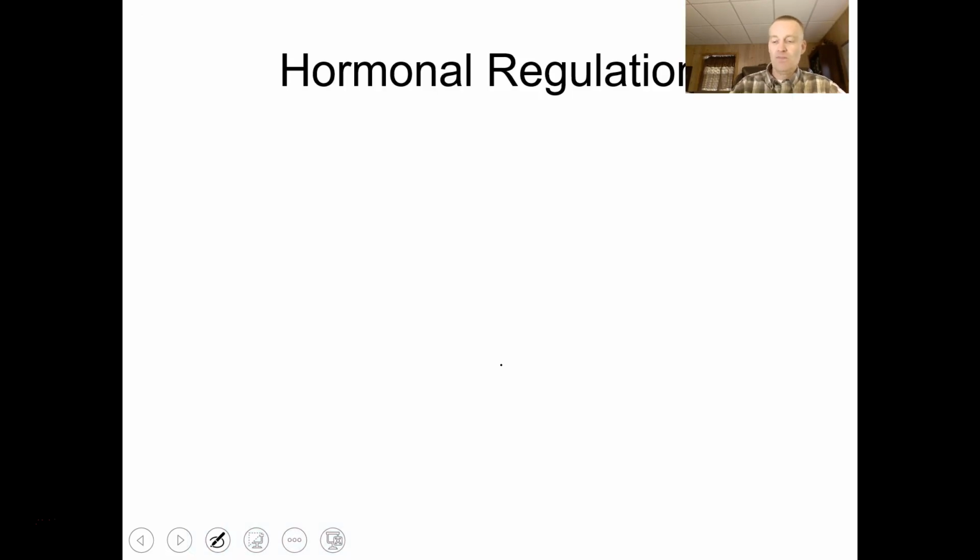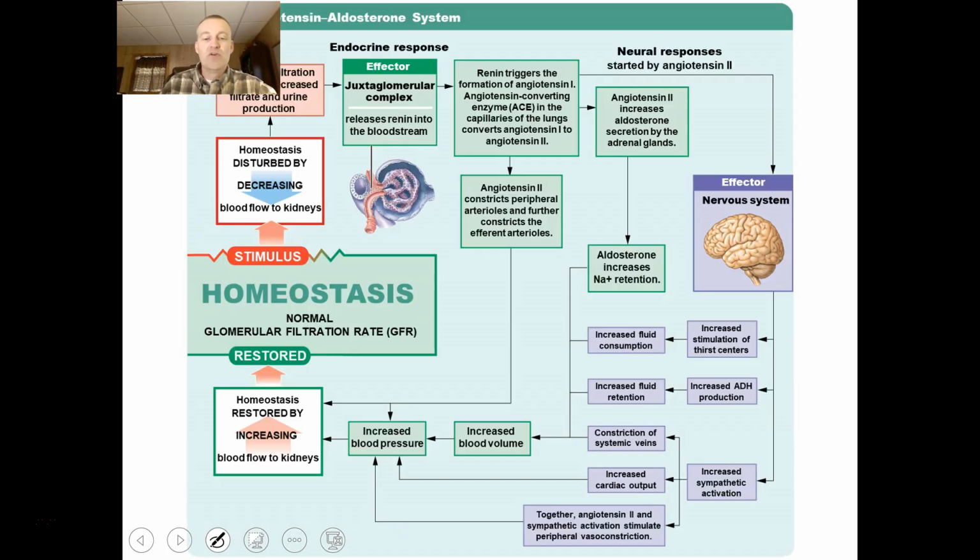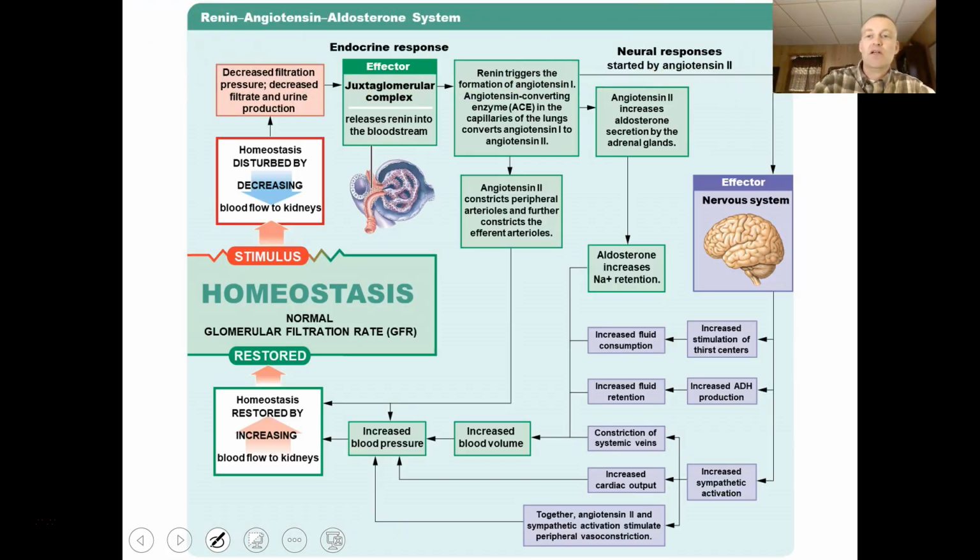Okay, so that's a little bit about the urinary system. I want to finish up by talking about hormonal regulation of blood volume and blood pressure, and then finalize with focusing on how the urinary system is involved or integrated to every other system of the body. So I'm just going to put my face way over here.